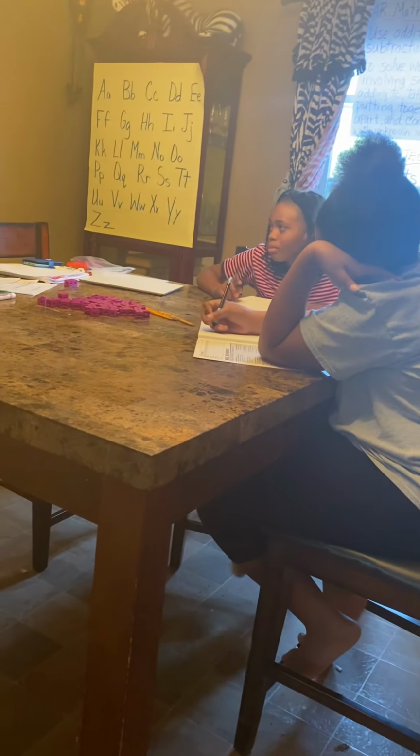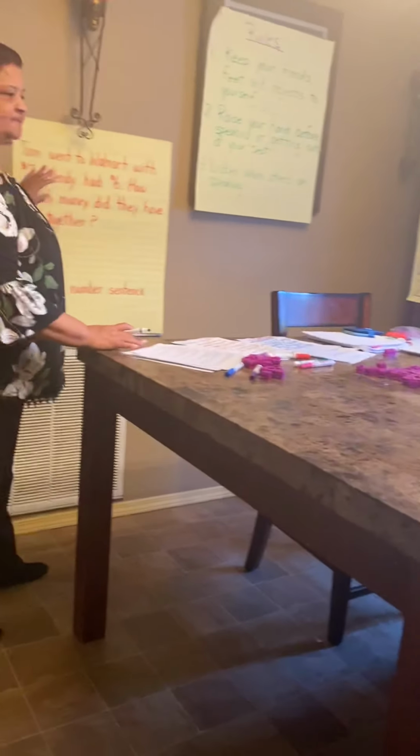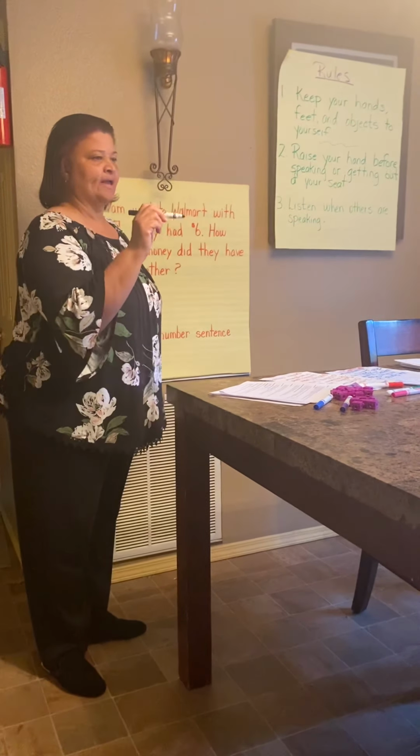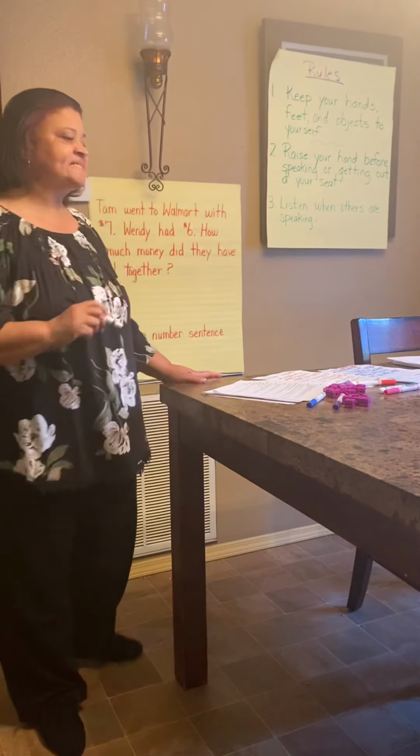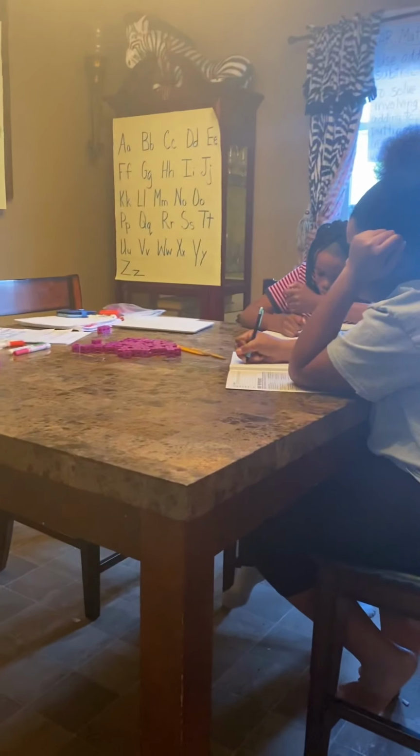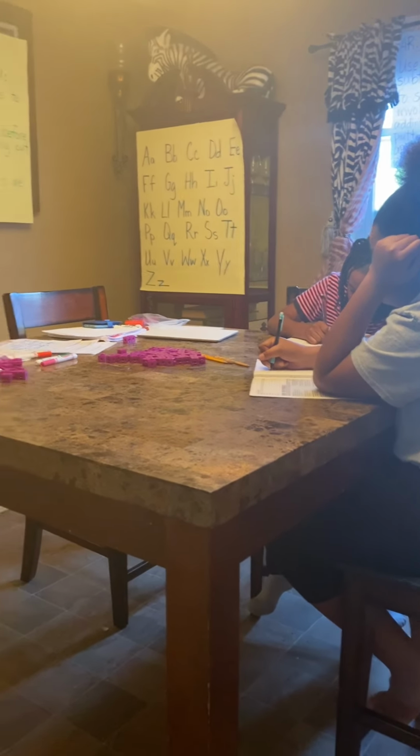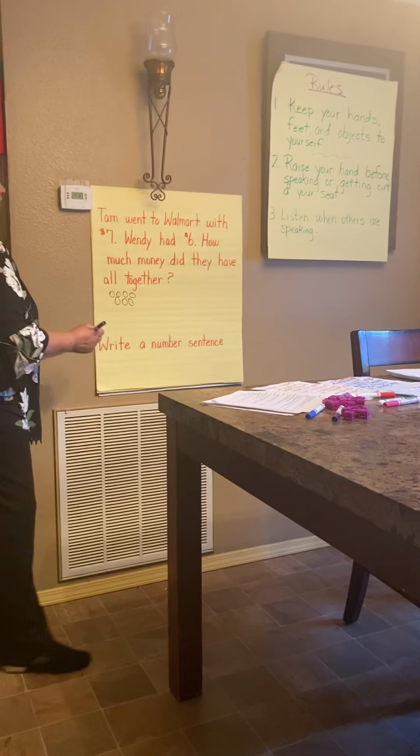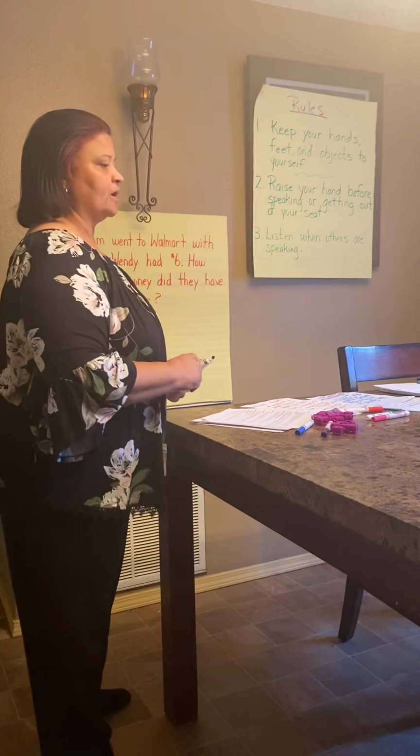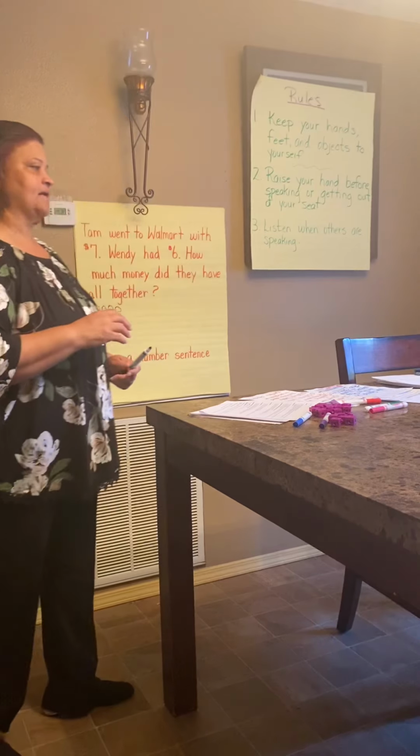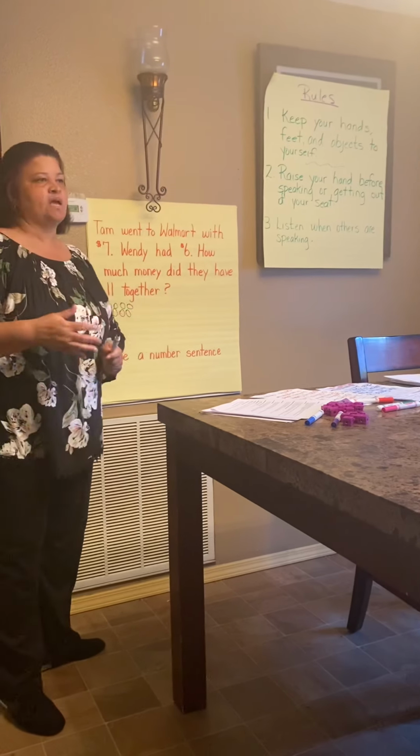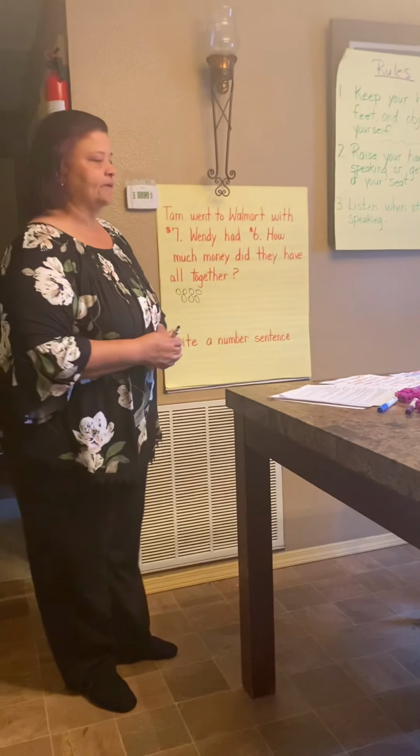Again, it says Tam went to Walmart with $7. So I want you to draw or write $7. Draw me 7 circles. That's gonna represent our $7. We always want to show our work. The total is important, but not as much as how we got the answer. We want to know how we get it. So in the future, if you see a problem, you will know how to answer it.